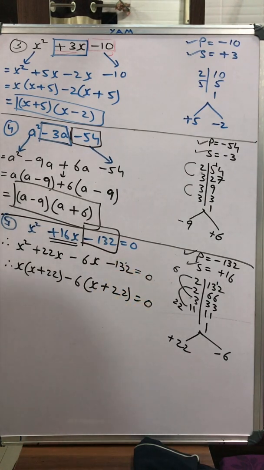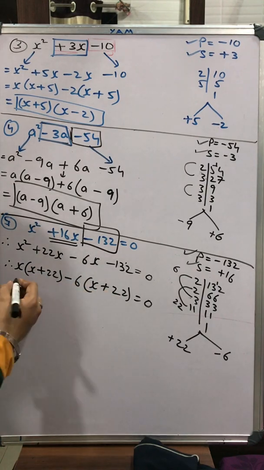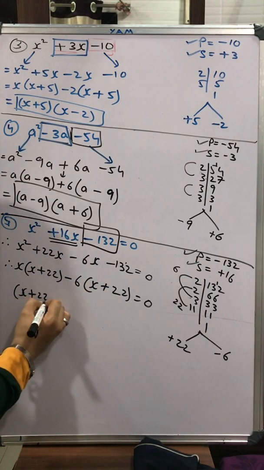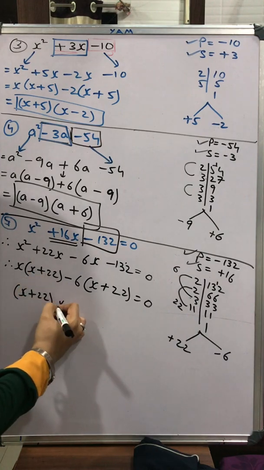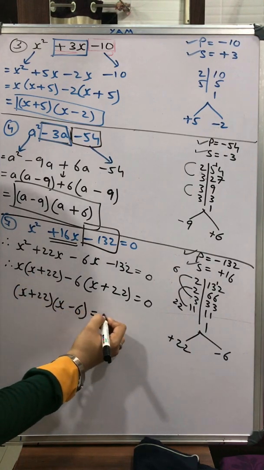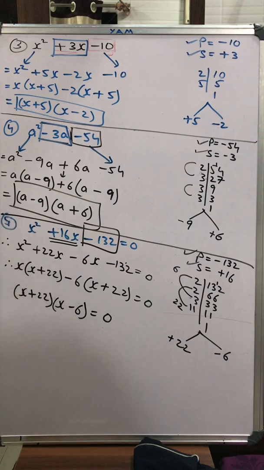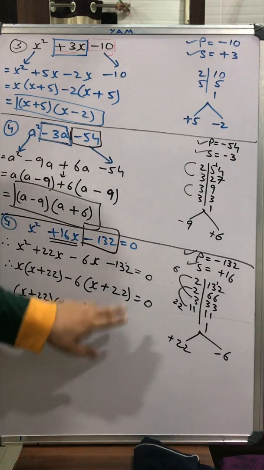And see what I got here. Both the brackets should be same. So I'll remove common this bracket, x plus 22, and from here I'll say x minus 6 is equal to 0. Okay. Now there will be one more step over here, because here equal to 0 is given.